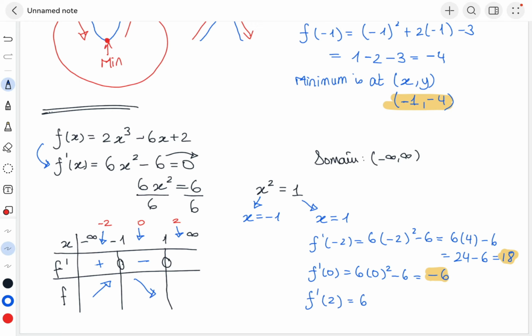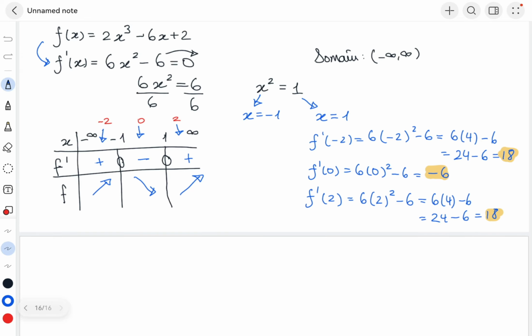F prime at 2 will be 6 times 2 squared minus 6. 2 squared is 4, so we'll have 6 multiplied by 4 minus 6, which is 24 minus 6, which is equal to 18. 18 is a positive value, then our function is positive here, and it is going up.